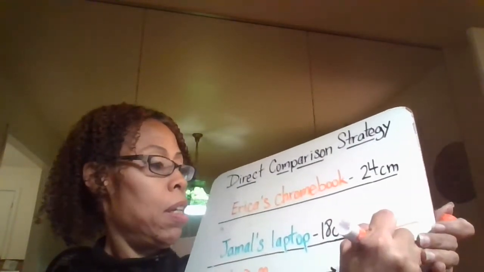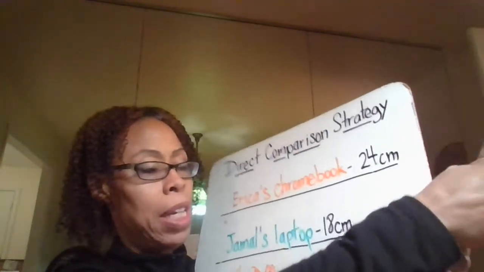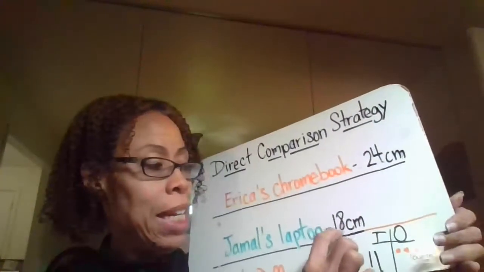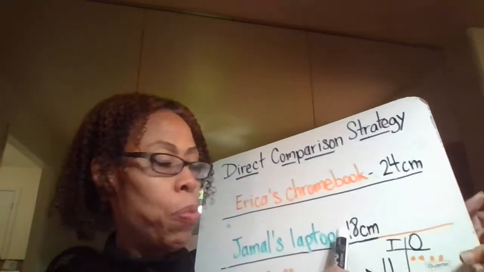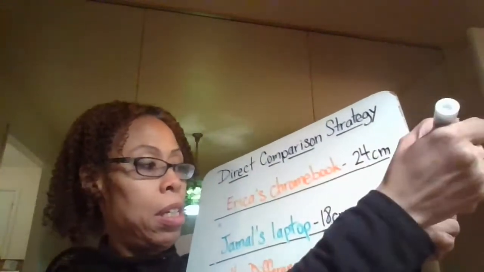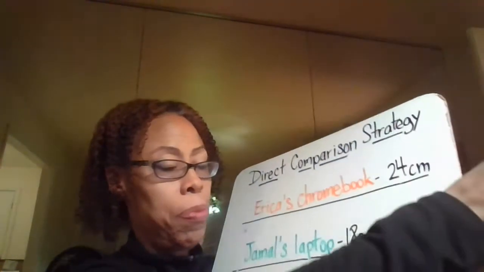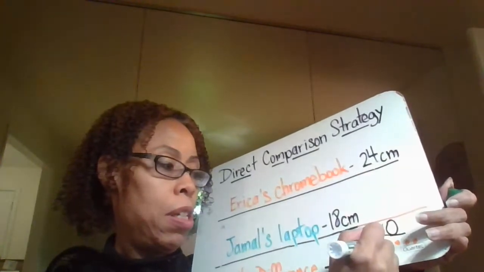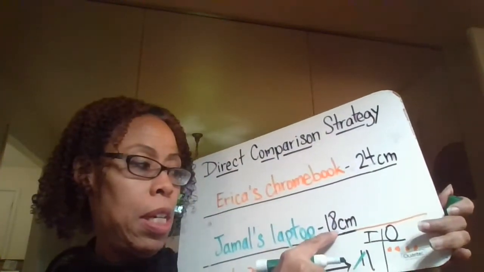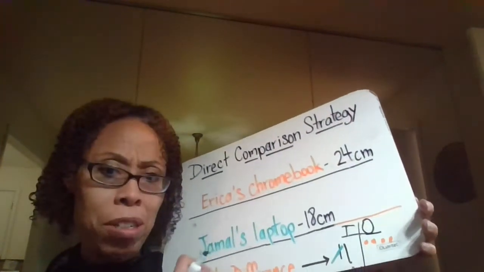Okay, so we have 24. We're going to subtract 18. So we know we have 1 ten, so we're going to subtract 1 ten. Let's change the color here. Subtract 1 ten. Okay, and then 8 ones. But there are only 4 ones. What am I going to do?